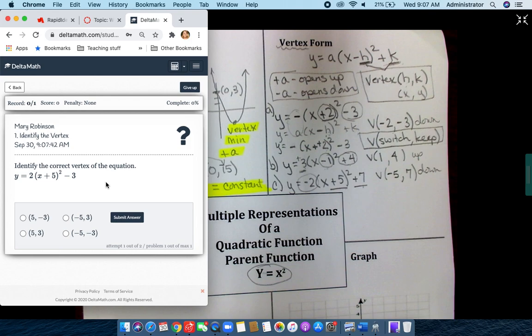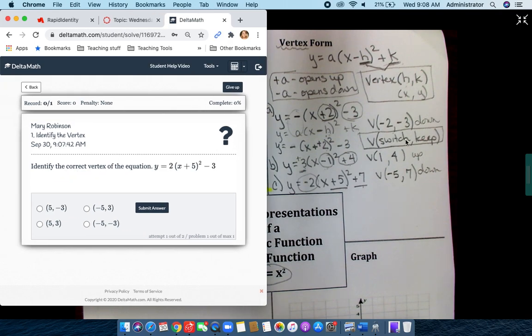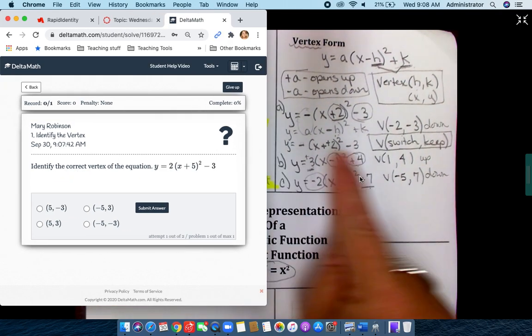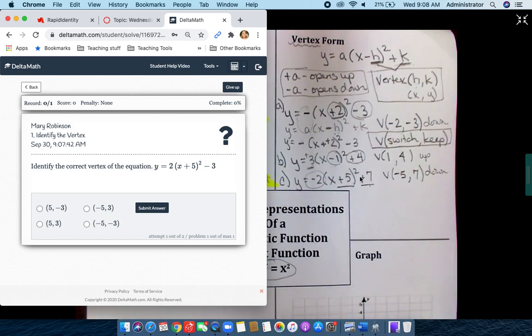So this is problem 1. Your job is to identify the vertex. Please note that I did have to create these questions, and I created multiple choice questions, so you do not have the option of clicking watch help video or show examples. But you can refer, I'm leaving this open, you can refer here to these notes that we have as your work, okay? Then I already did 3 examples for you where we just switch, keep.